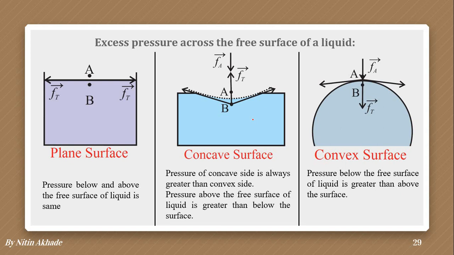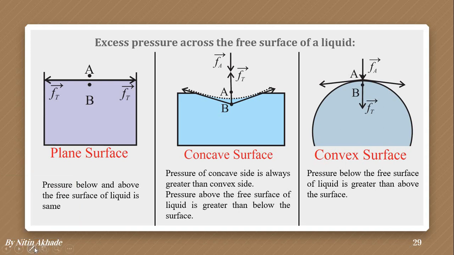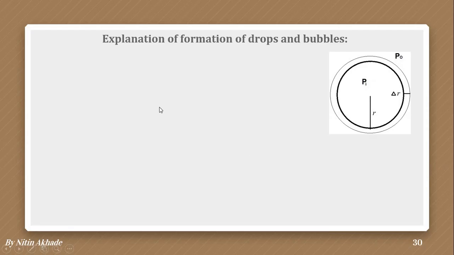So when the surface is concave, the pressure is greater above, and when the surface is convex, the pressure is greater below the liquid. So keep these cases in mind. Now we can proceed to the next point, that is the explanation of the formation of drops and bubbles.